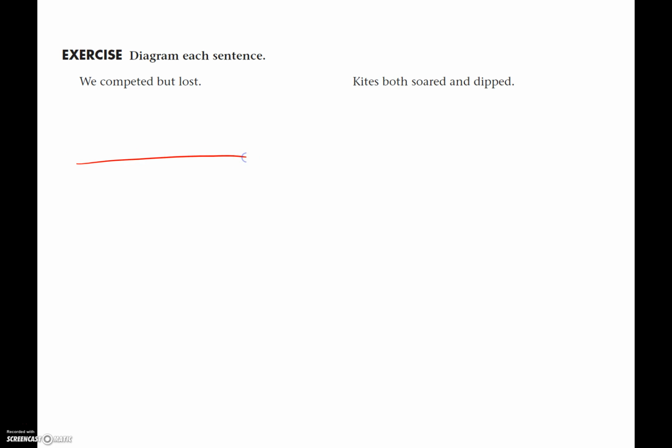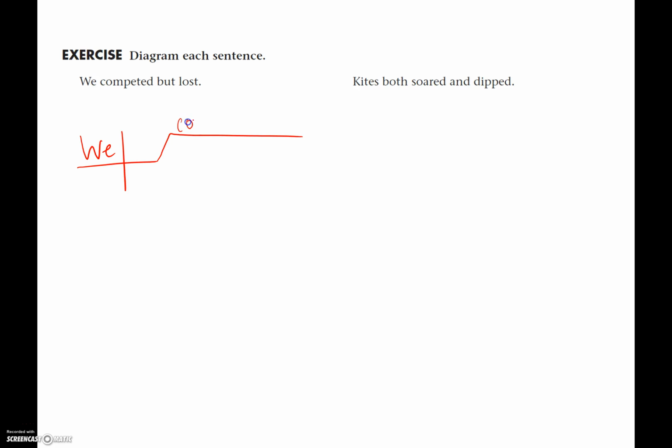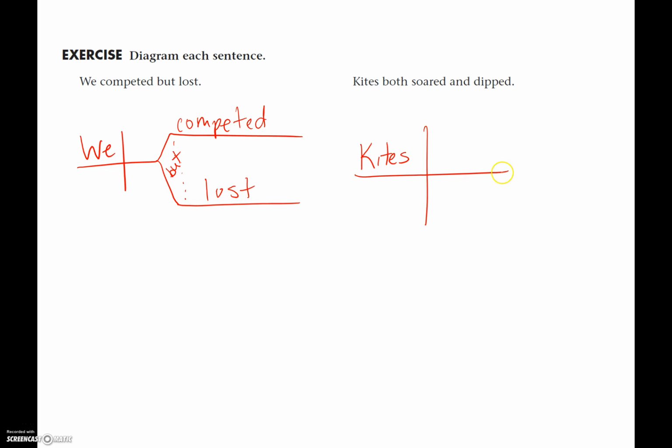All right, in this one we have we as our simple subject, and when we get to the other side things get a little bit more complicated because we competed but we also lost. So we have our fork on that side, our dotted line with the word but holding together that conjunction. So then in the next one, we again have a simple subject, kites. Our kites are doing two things this time.